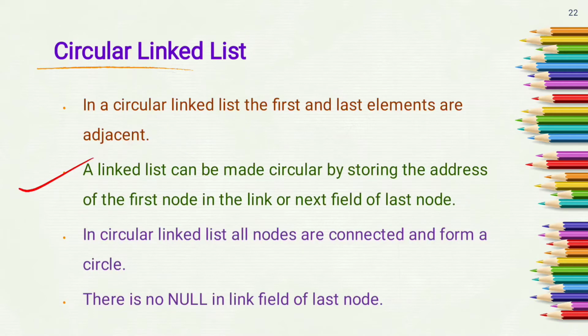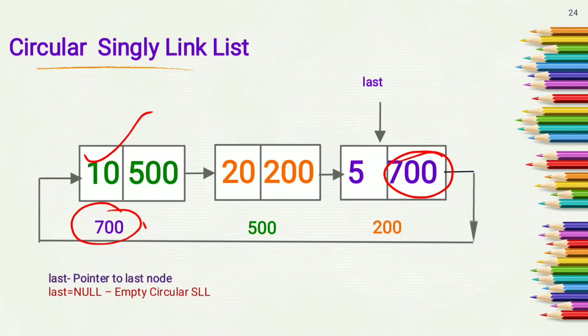A linked list can be made circular by storing the address of the first node in the link or next field of the last node. If you want to make any list circular, then you have to store the address of the first node into the link or next field of the last node.